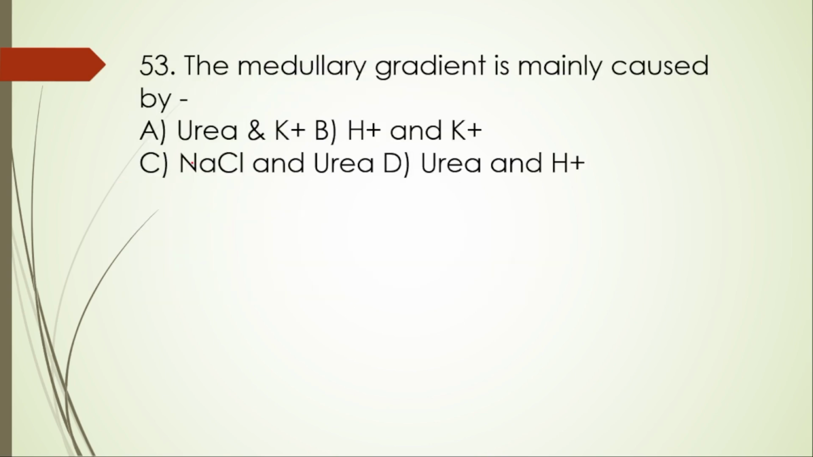Next, 53. The medullary gradient is mainly caused by A. Urea and K plus, B. H plus and then K plus, C. NaCl and urea, D. Urea and then H plus. So here the right option is NaCl and then urea.